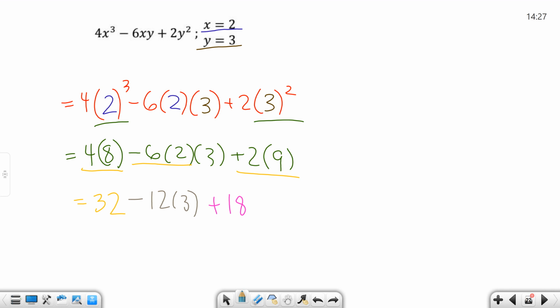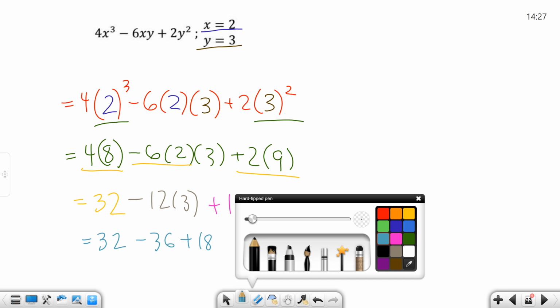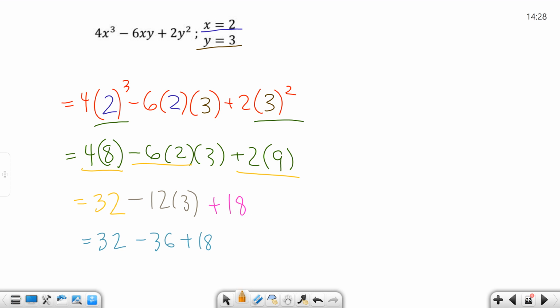Now let's see, I have 32, I have plus 18, and 12 times 3 is 36, right? It's negative. So 32 minus 36 plus 18. 32 minus 36 is 4, but it's negative 4, plus 18. And then I'm going to combine those. Negative 4 plus 18 is what?